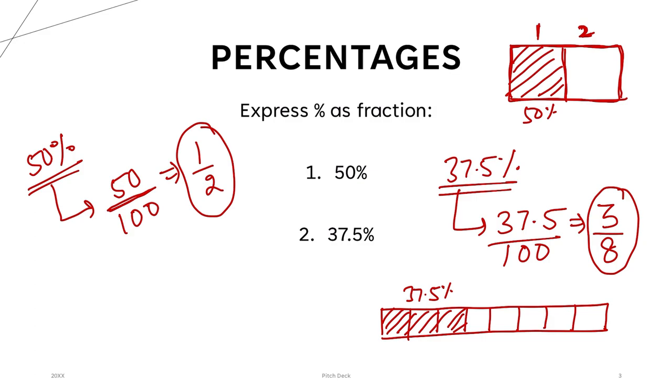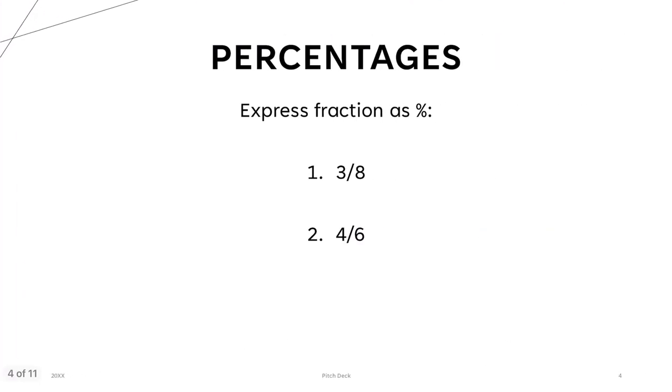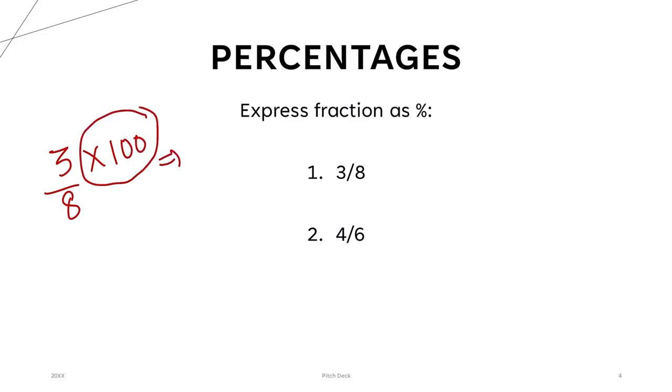Now, converting fraction to a percentage: 3 by 8 is the fraction given to you. What do you do? Multiply it by 100, simply. You will calculate this part and get 37.5%. This is how we go from fraction to percentage. I hope this is clear.